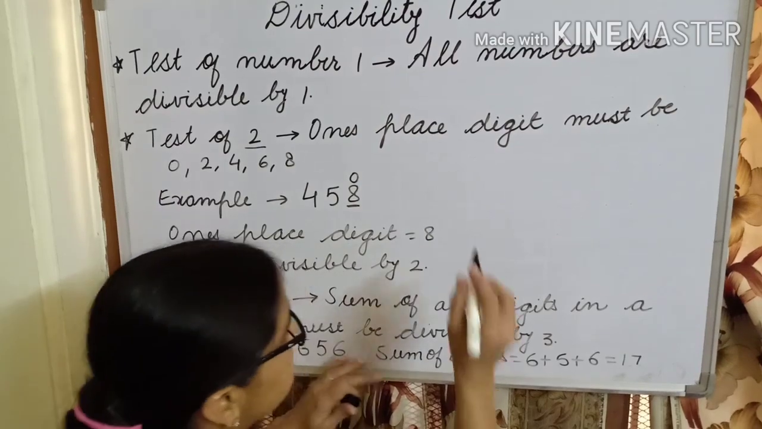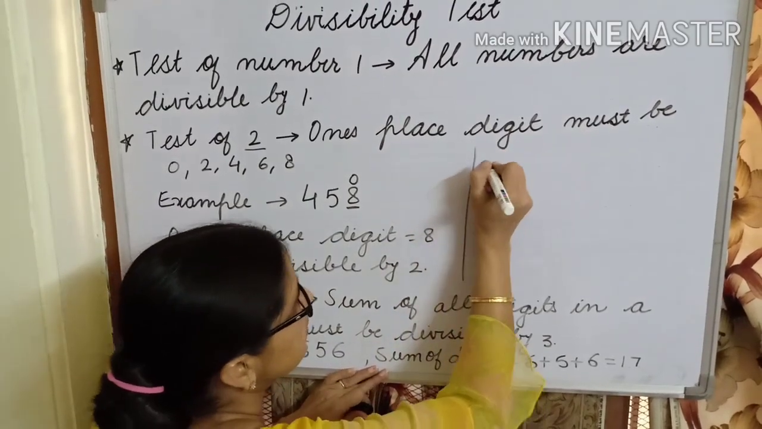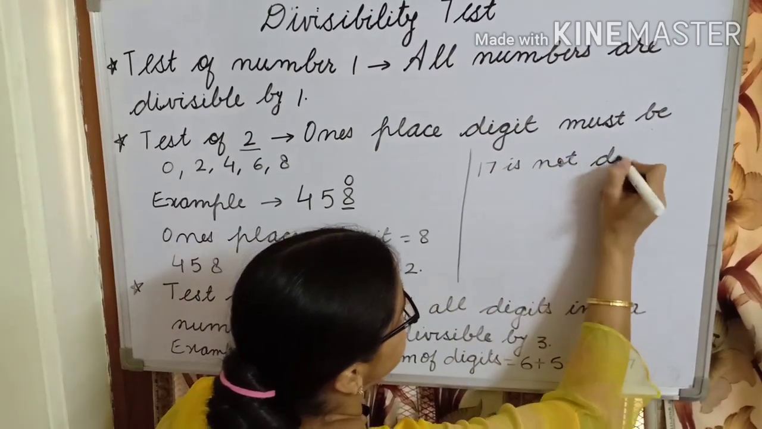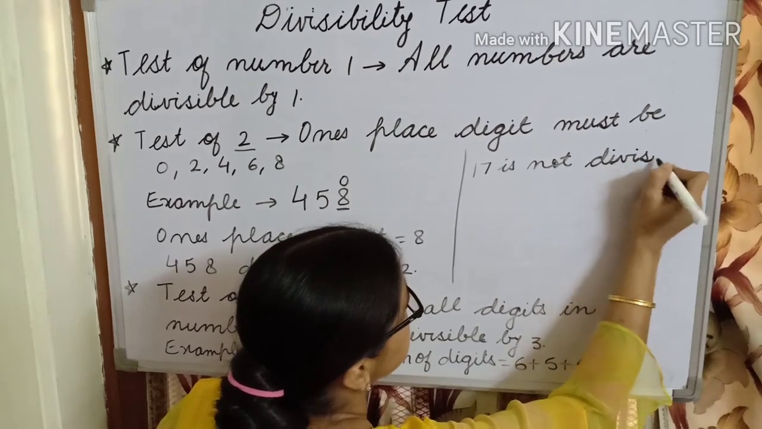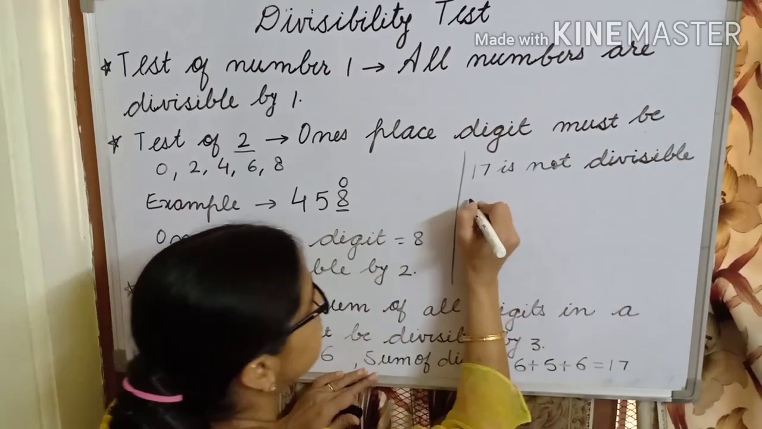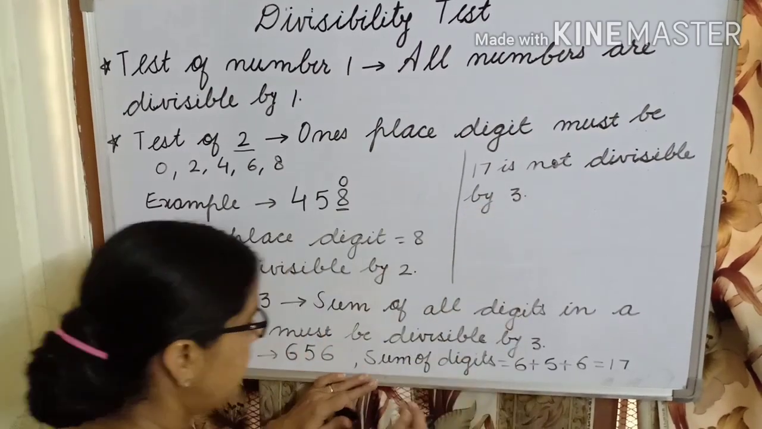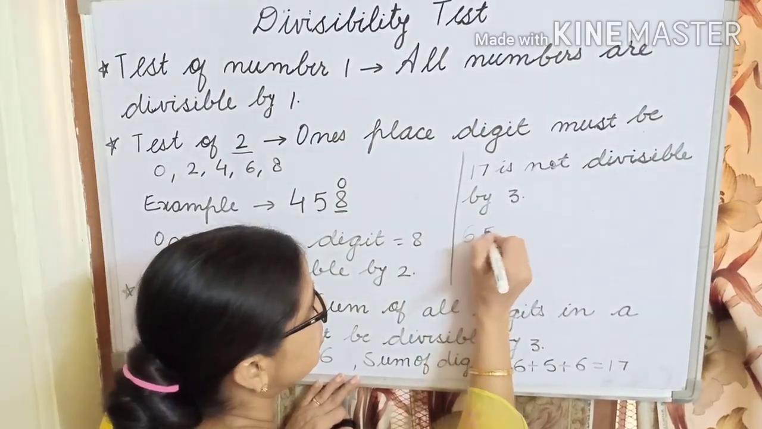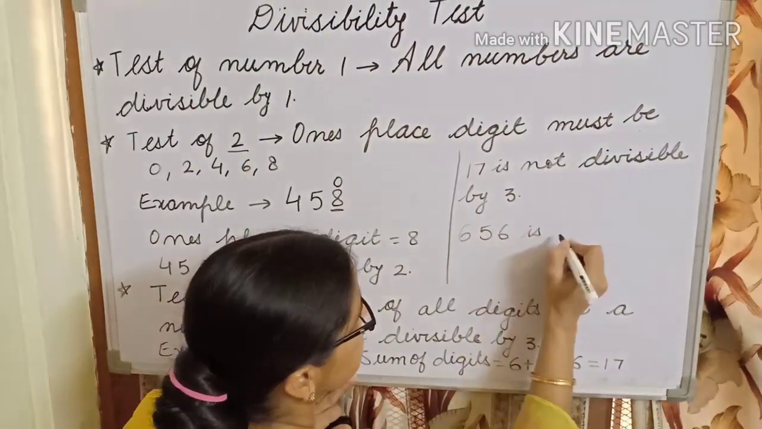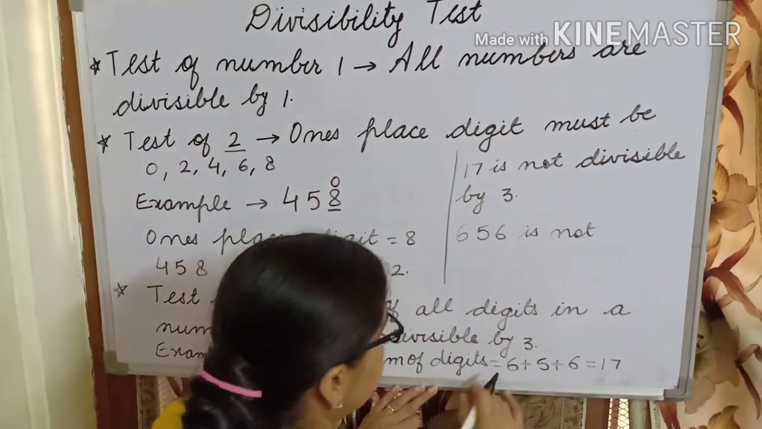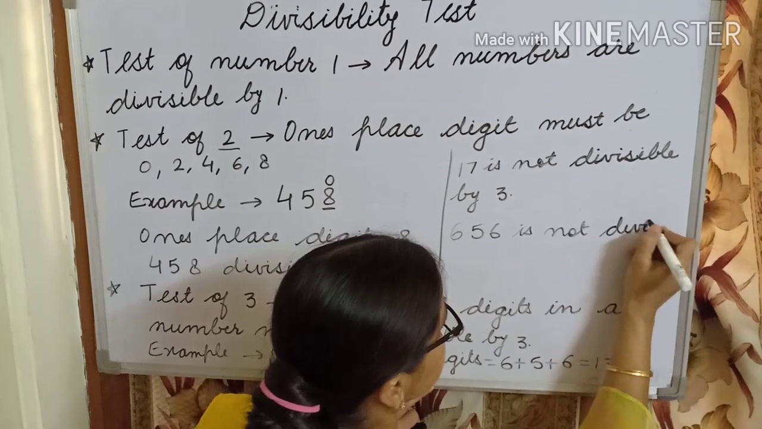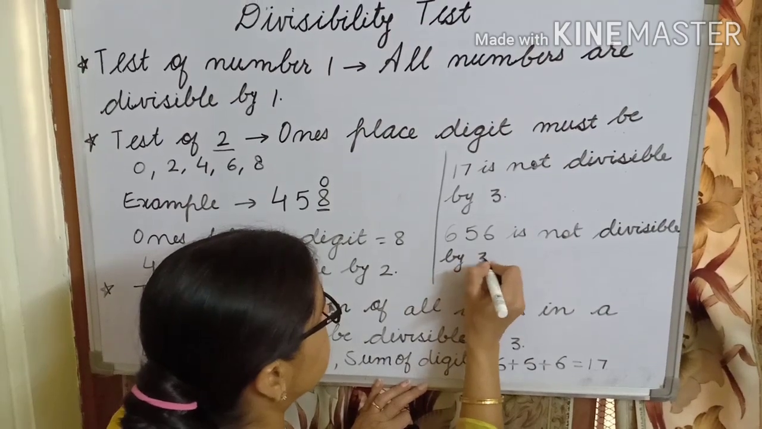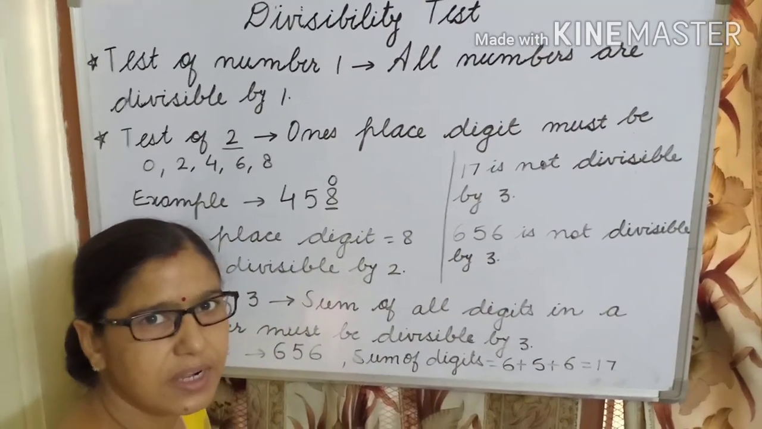Then the number, here I am writing for this one. 17 is not divisible by 3. Then this number will not be divisible by 3. So 656 is not divisible by 3. Now I hope you understand. Now we will do the next.